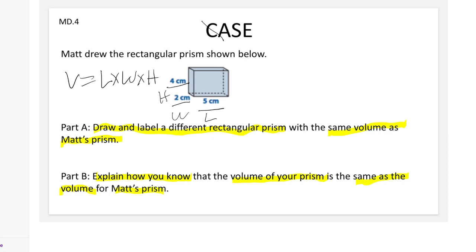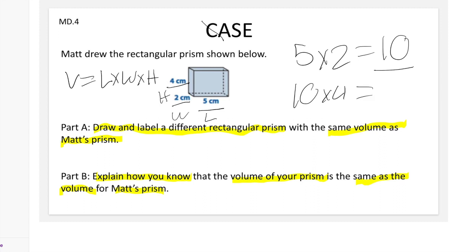First, I'm going to start with the length, which is 5, times the width, which is 2. So 5 times 2 would equal 10. Then I'm going to multiply 10 times the height. So it'll be 10 times 4, which equals 40 centimeters cubed. Volume is the cubes inside of a prism, and that's why I labeled 40 centimeters cubed.